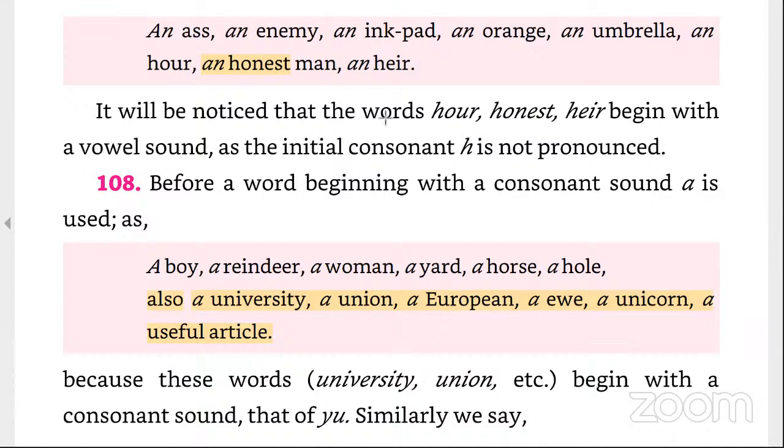Does everybody understand till now? Yes, sir.